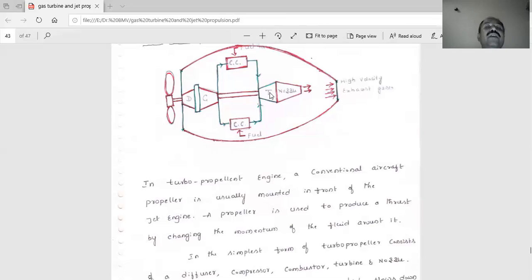Then the turbine and compressor are mounted on the same shaft. Then that expanded gas passes through a nozzle, and the high velocity exhaust gas through the nozzle is released into the atmosphere. This gives a thrust force to the aircraft.